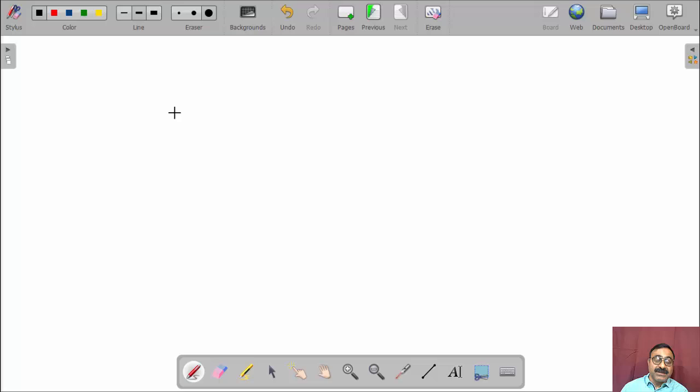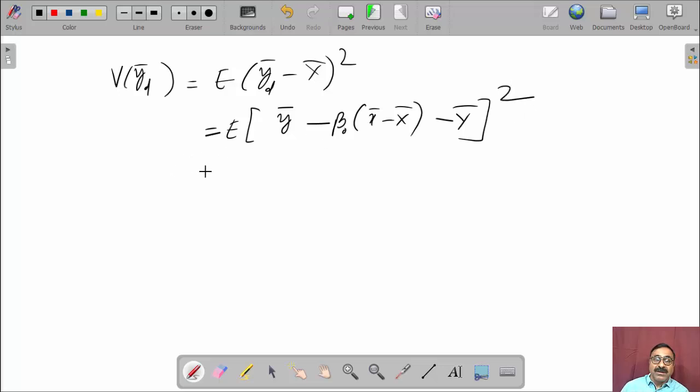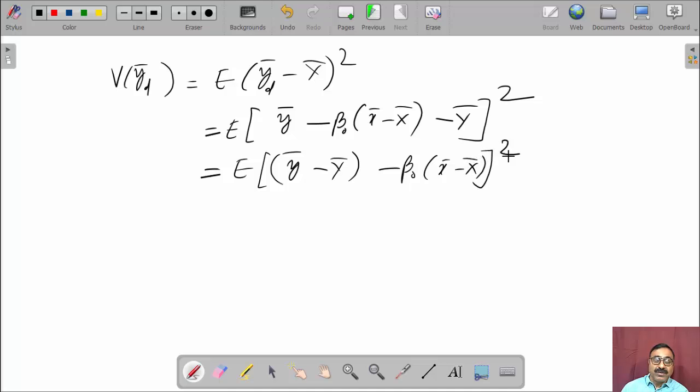Now we find the variance of the difference estimator, equal to the expectation of y d bar minus Y bar whole square, that is equal to the expectation of y bar minus beta 0 times x bar minus X bar, minus Y bar, whole square, that is equal to the expectation of small y bar minus capital Y bar minus beta 0 times small x bar minus capital X bar, whole square.